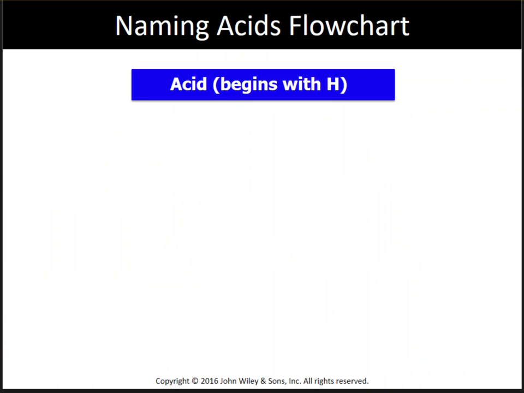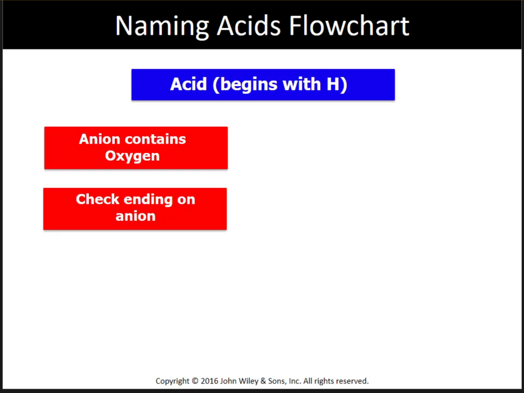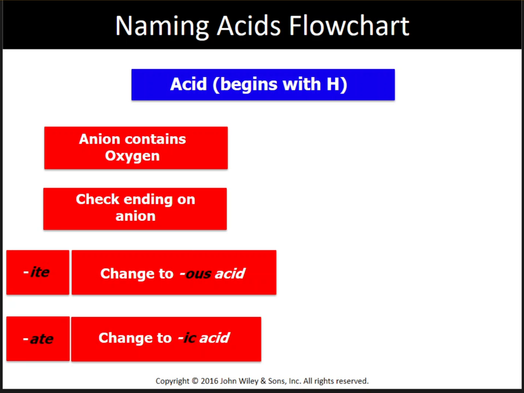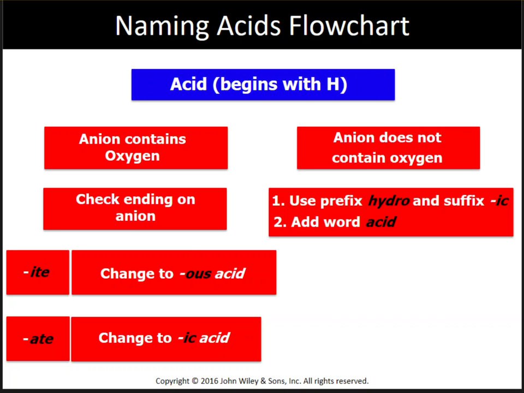Now, for naming the acids, we can put this flowchart together. So acids, those are the compounds that begin with hydrogen. So if you have a hydrogen and oxyanion, you look at the ending for the oxyanion. If it ends with ate, the name of the acid ends with ic. If it ends with ite, the name of the acid ends with ous. And then for chlorine, bromine, iodine, we looked at the hypo and per. So we're going to have to add those to the name of the acid too. So hypochlorous, perchloric, or hypochlorite.